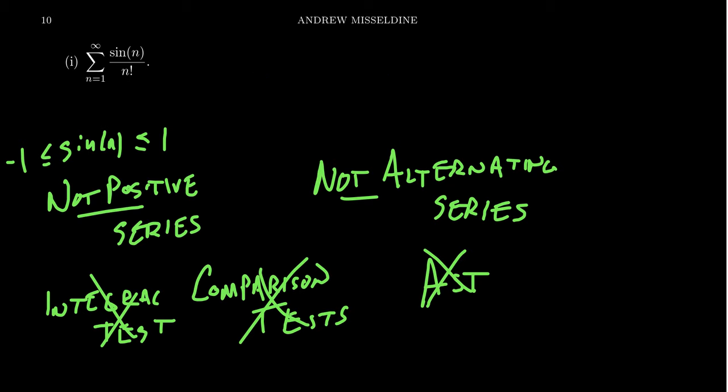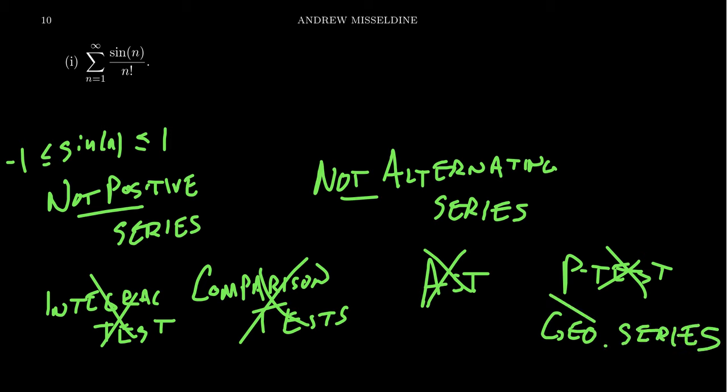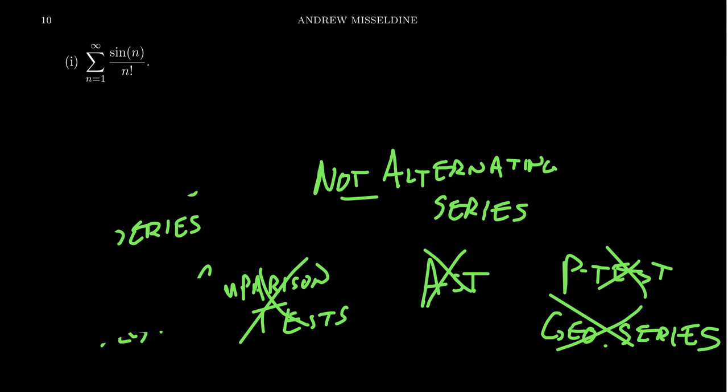So a lot of the convergence tests that we know about don't apply. It's clearly not a p-test because of the sine of n on the top. It's not a geometric series, so that doesn't apply. So we're showing a lot of options that we cannot use. All right, so this is getting super depressing here. What is left? What could we still use?